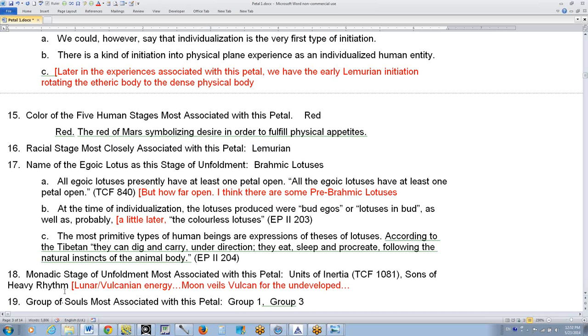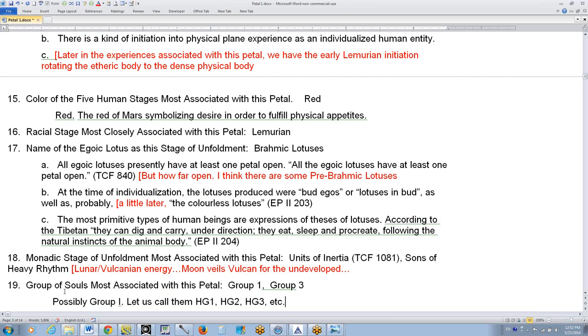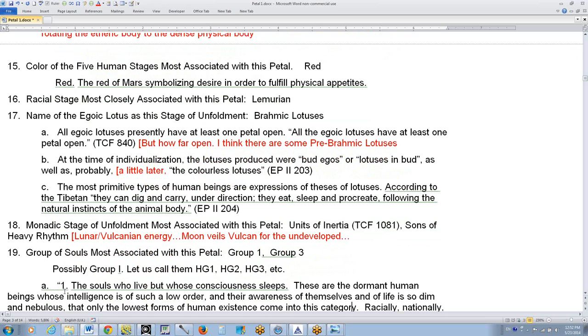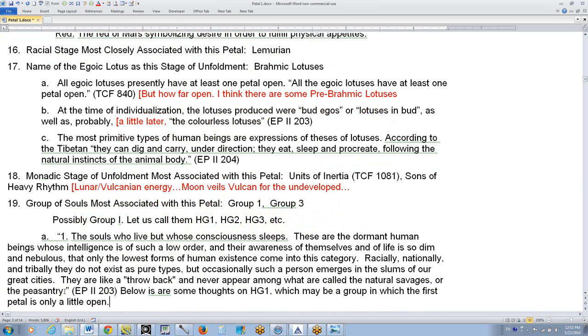The group of souls most associated with this petal, well, let's see. Human group 1, group 3? Maybe. Well, let's see. It says possibly group 1. Let us call them HG, human group 1, HG2, HG3. So we have 1, the souls who live, but whose consciousness sleeps.